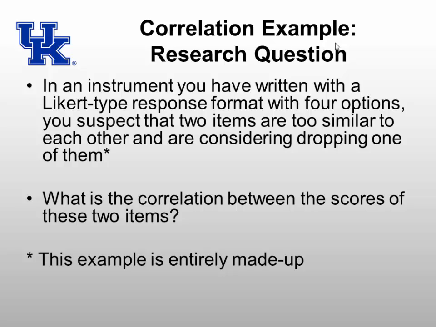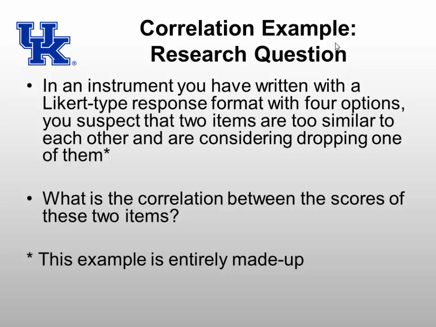All right. So a second example, a correlation example. We like to use instruments using Likert type response formats, however many options. Let's say we're using items with 4 options, and we've got these 2 items that we think might be very similar to each other, and we don't know if it's really appropriate to use both of them, and that's one of the questions in our current study. Well, one way that we could consider their relationship is by looking at their correlation.